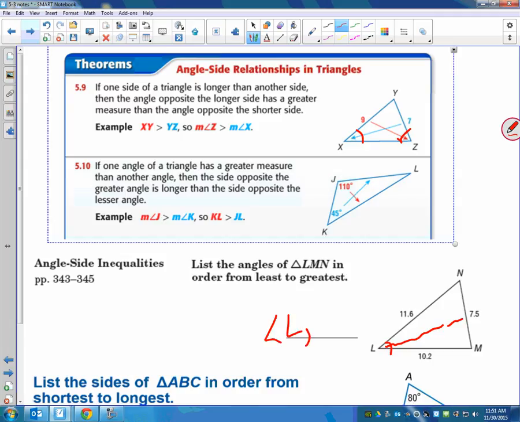So angle L would be the smallest, and then what would be the next smallest? N, because 10.2 is the next side, and N is across from that side, so then angle N. And then the biggest side is always across from the biggest angle, which in this case would be angle N. Really cool to know that.